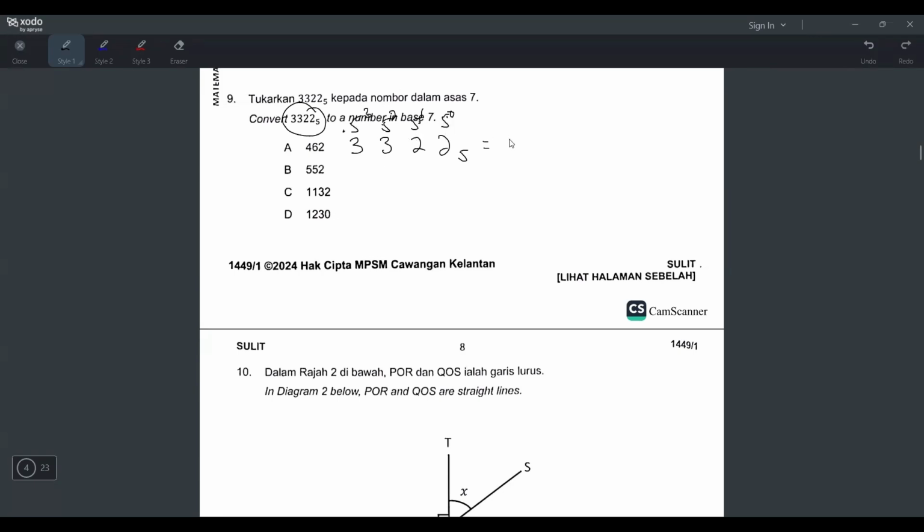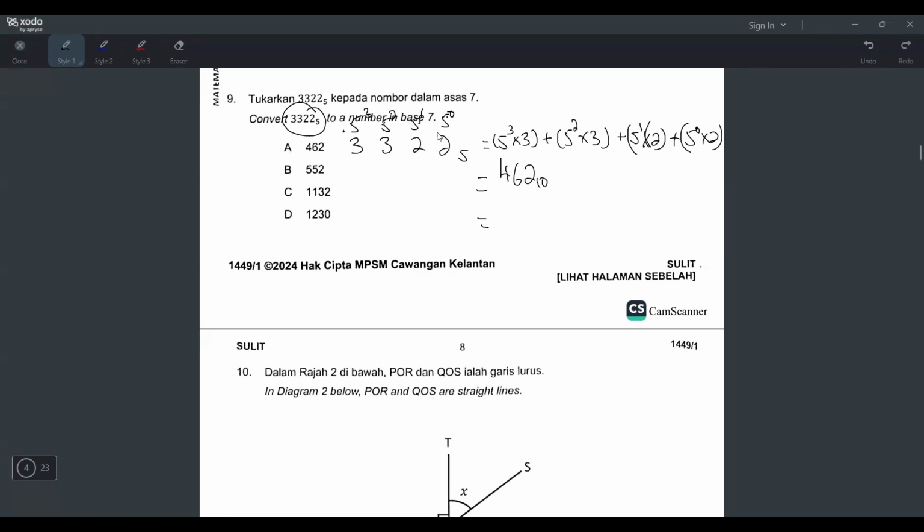Now when you multiply, it becomes 5 power 3 times 3 plus 5 power 2 times 3 plus 5 power 1 times 2 and then plus 5 power 0 times 2. So you take the place value times the digit below and then add everything. Now you press the calculator and get your answer. So 375 plus 75 plus 10 plus 2. My calculator gives me 462, but that's not the answer. This is 462 base 10. So don't put A, A is wrong. I want base 7.